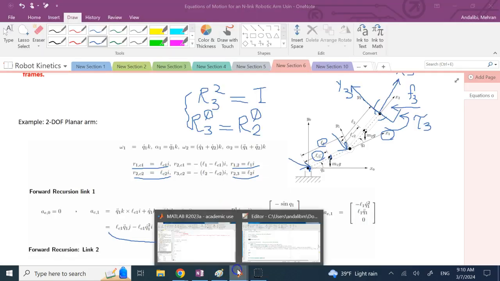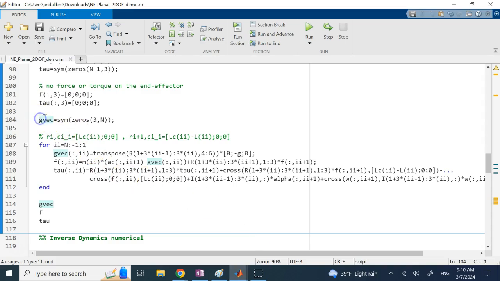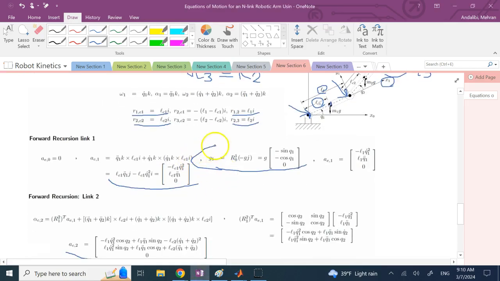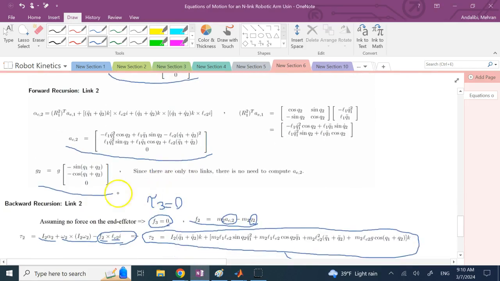The G vector that we have in the code here, it's really a matrix, not a vector. And you see it's zeros of 3 and n. So in this case, it's going to be 3 by 2. So the structure of this GVec is what? It is G1, and right next to it is G2. G1 and G2 are the projections of the gravity onto frames 1 and 2. So this one here, and basically this one.